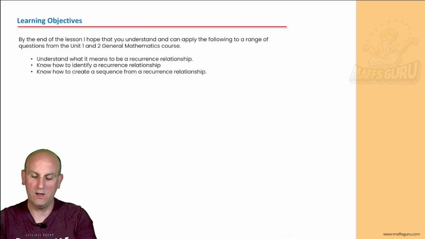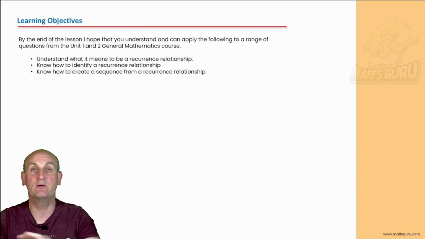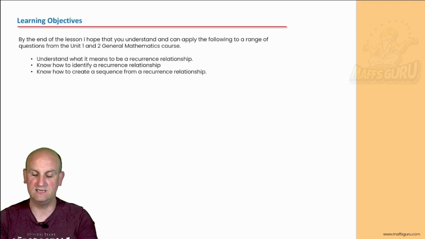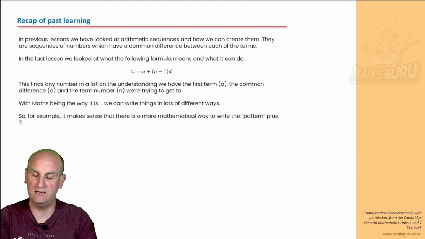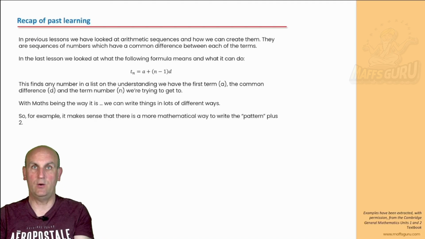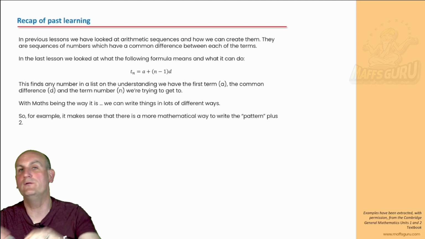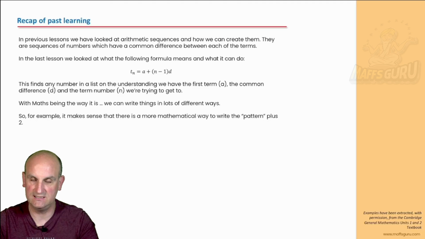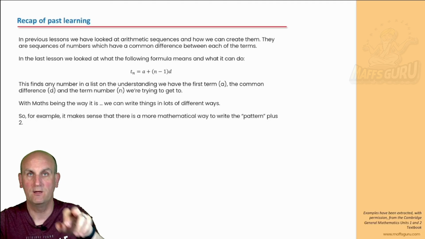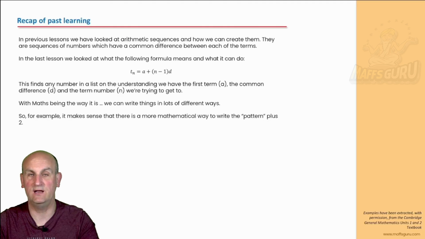Right, what are we doing today? We are going to look at and understand what it means to be a recurrence relationship. That is massively important. We're going to identify what a recurrence relationship looks like and how to write it, and know how to create a sequence from said recurrence relationship. Now, in the previous video, what did we do? We looked at arithmetic sequences, and those are sequences that go up or down by the same value. It's linear when we look at it on the graph, all really important.